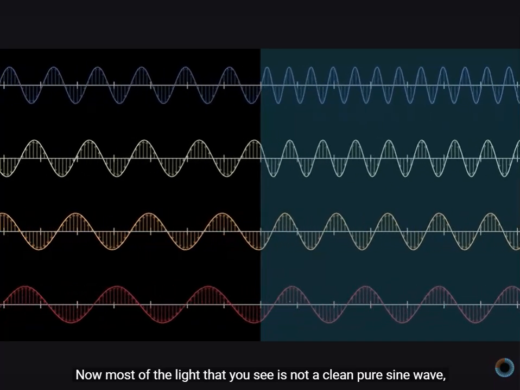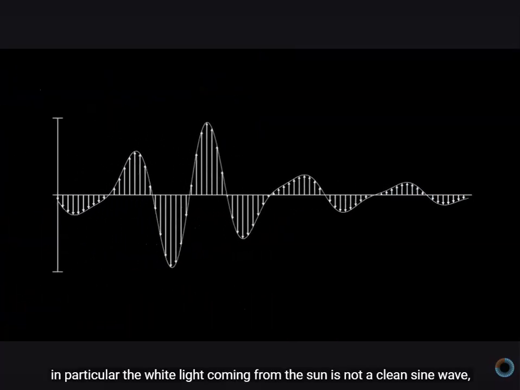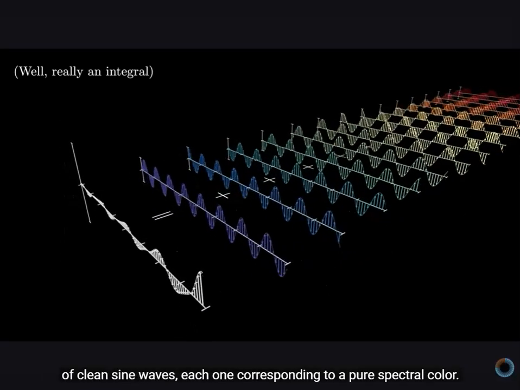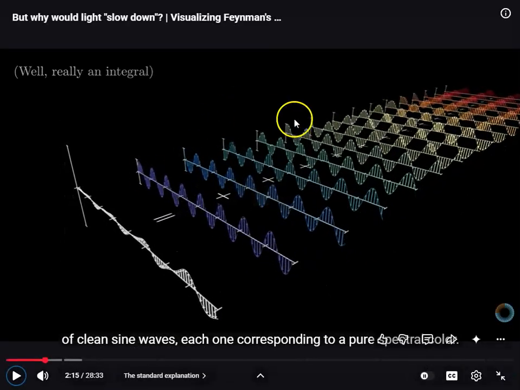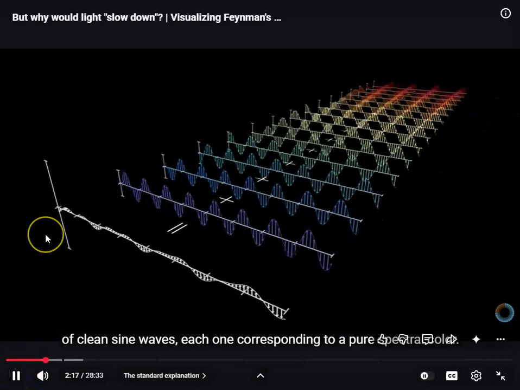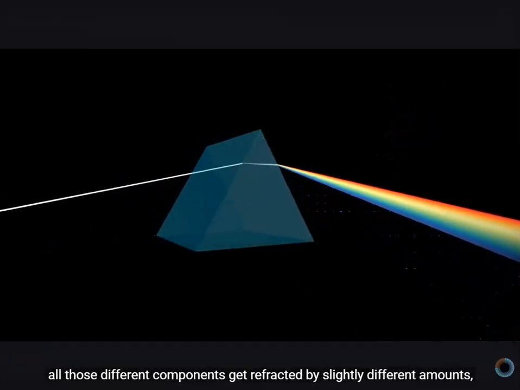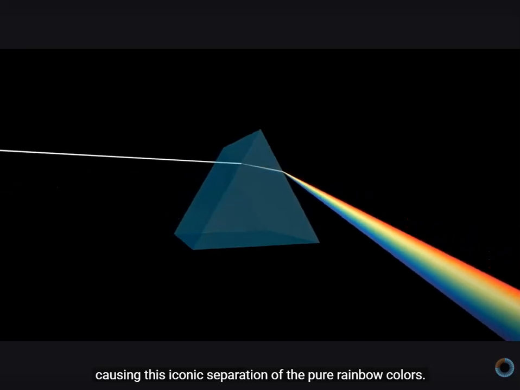Now, most of the light that you see is not a clean, pure sine wave. In particular, the white light coming from the sun is something much messier, but it can be expressed as a sum of a bunch of clean sine waves. Which I really like, because in grade 11 we've done this, right? The idea of superposition of waves. So if you superimpose all the different pure sine waves of different frequencies, you get this complicated wave that we see as white light. Pretty cool. Each component corresponds to a pure spectral color. So when you shine white light into a prism like this, all those different components get refracted by slightly different amounts, causing this iconic separation of the pure rainbow colors.